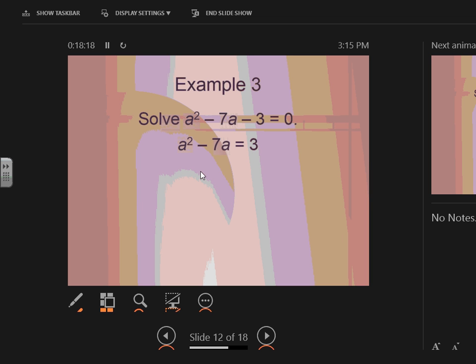Okay, so b is what here? -7. So -7 over 2 squared. Okay, I'm going to have another ugly fraction, aren't I? No decimals. We left decimals behind a few sections ago.